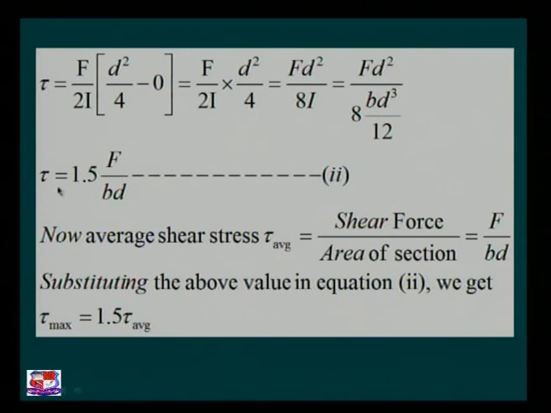So substituting the above value, we obtain the maximum shear stress, tau max is equal to 1.5 times the tau average.